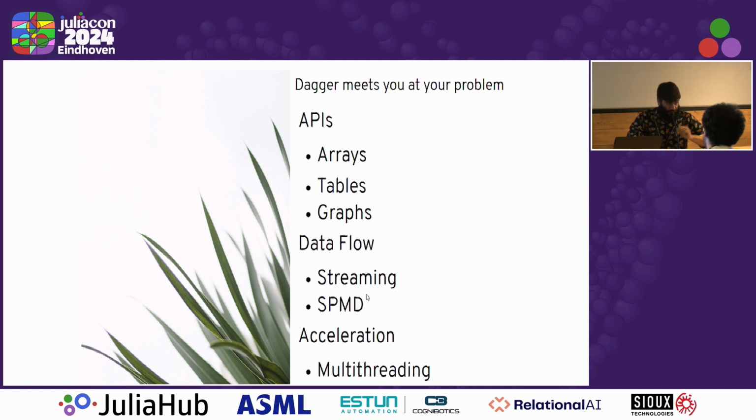The thing cut off at the bottom under acceleration is multi-threading, multiprocessing, and GPUs. So basically, the point is that Dagger meets you at your problem with APIs that are generic and sensible and you already use. Arrays, tables, graphs, supporting also kind of new stuff that still is very simple to work with, streaming and SPMD coming soon. And as I said, the three main modalities supporting all of these. Any API that Dagger has basically supports the three, and if they don't, file an issue. We should fix it.